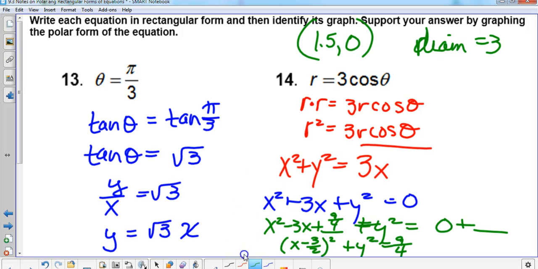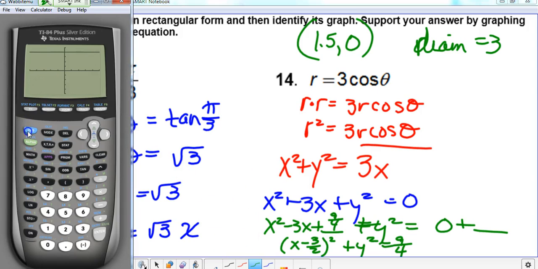Okay. Checking it out. 3 cosine theta. Is that a circle? I got to do a zoom square. Mine's not looking like a circle. Is that a circle whose center is at 1.5 and goes out to 3, a diameter of 3? Okay.